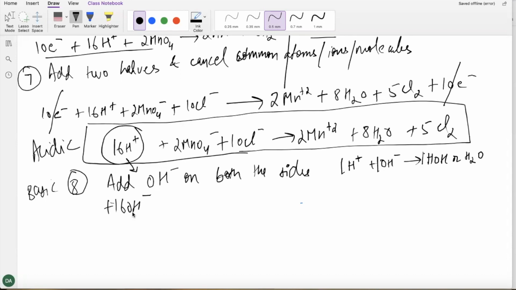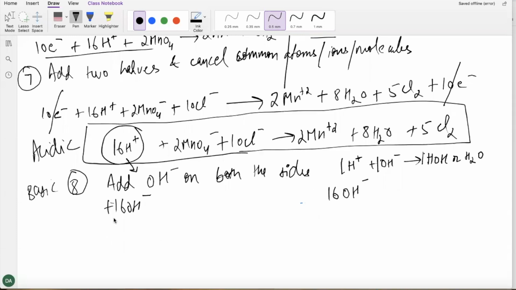Now guys, can I just add it on the left-hand side and not on the right-hand side? If I just add it on the left-hand side, then I imbalance the whole equation that I took so long to balance, right? So you must add 16 OH minus on both the sides. So guys, what was the step? The step was to add OH minus on both the sides.